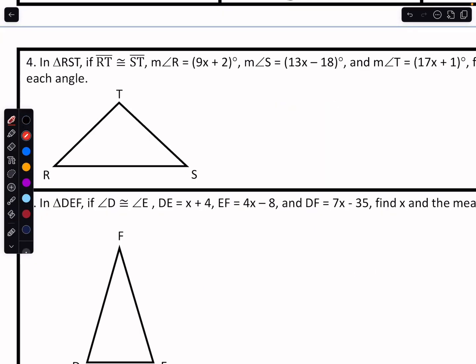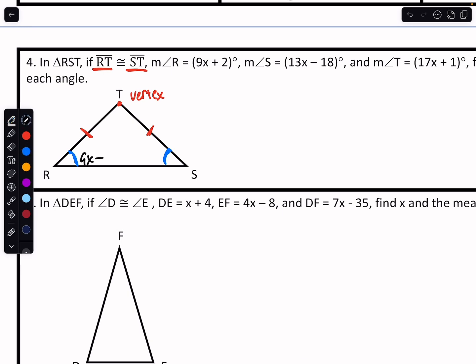Alrighty, here's number 4 on the second page. In triangle RST, segment RT and segment ST are congruent to each other. So two sides of the triangle are equal, so we could say that this is isosceles. Vertex is where those two legs intersect, right? So angle T in this case, which means R and S are congruent. Isosceles triangle. Now let's fill in the rest of the information, right?